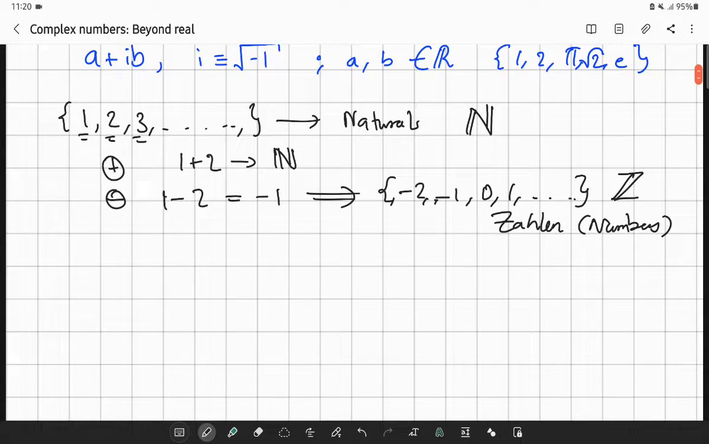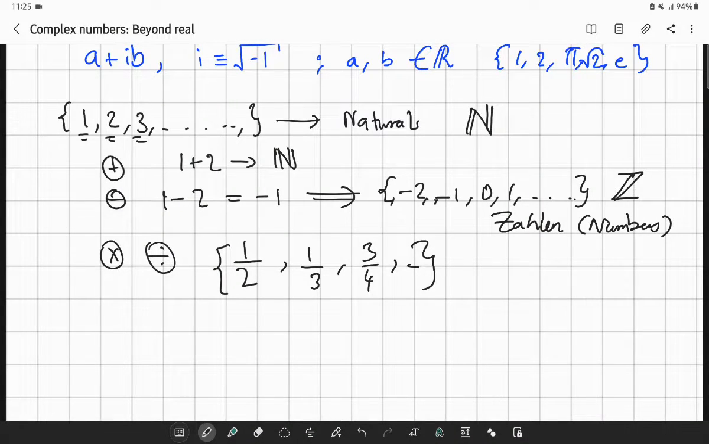And when you want to add a lot of numbers, you multiply, right? And you also have divisions of numbers. So if I divide two numbers, I may not always get an integer. Sometimes I get fractions like these, right? So these numbers together are called the rational numbers because you can make ratios of integers. These are denoted by Q. Q as in quotient.